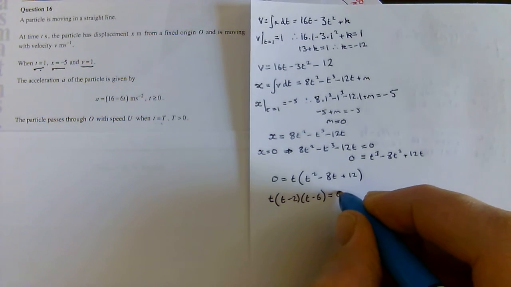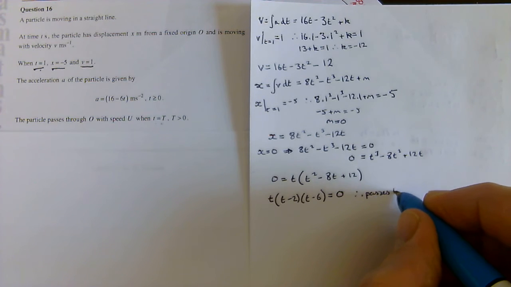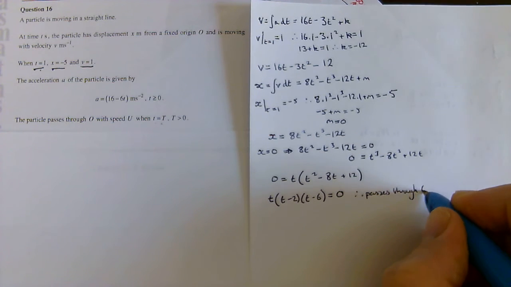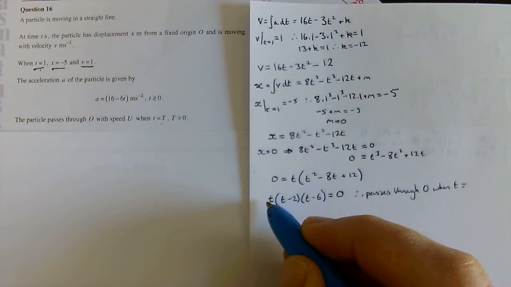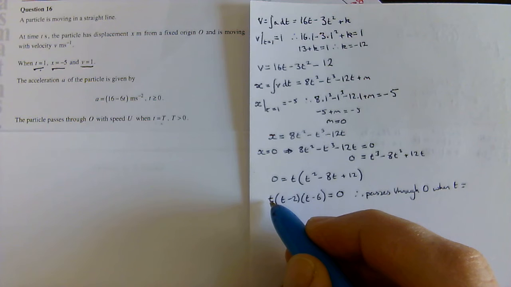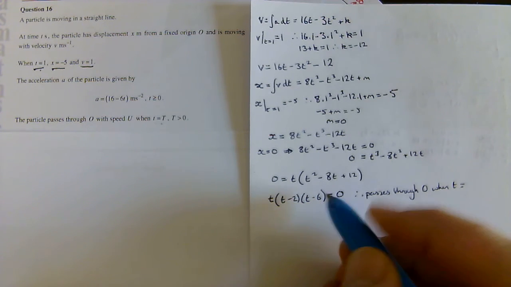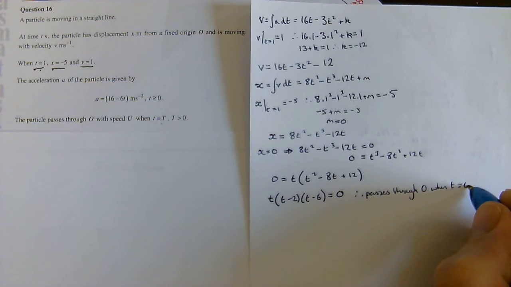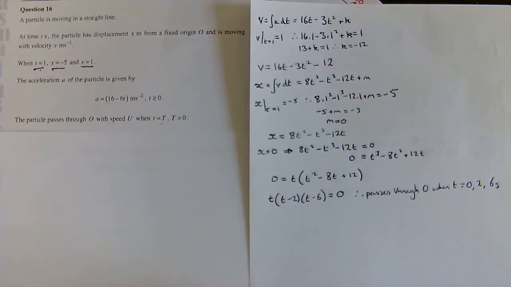equals 0. So I now know that it passes through O when t equals, well, either here, when this is 0, so t equals 0, or when this bracket is 0, so t equals 2, or when this bracket is 0, when t equals 6. When t equals 0, 2, and 6 seconds. Now, it wants us to find out what the speed is at those times.